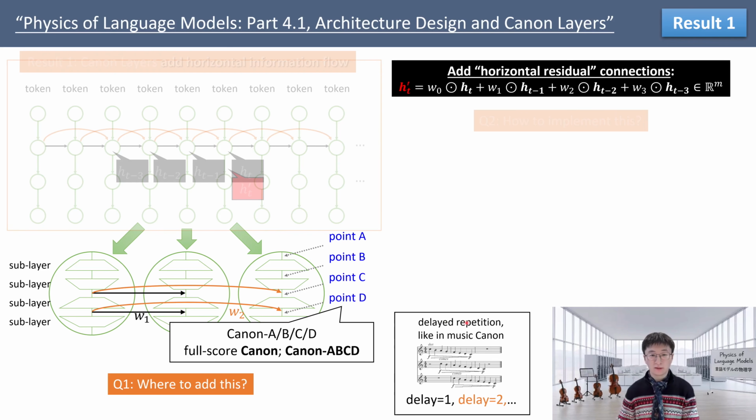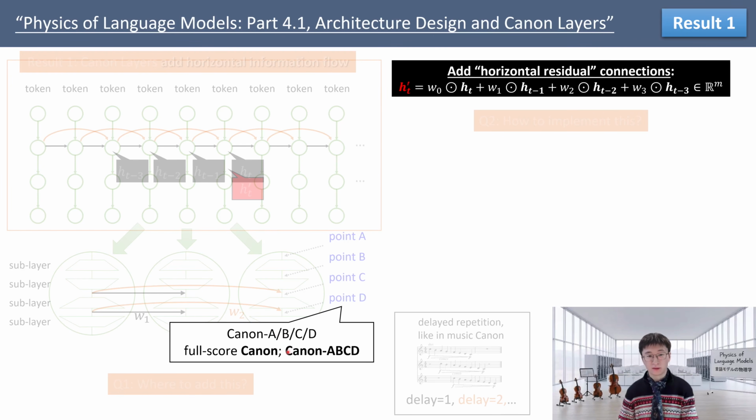The name Canon is borrowed from music. In music, a canon is when the same melody is played multiple times with different delays. One voice starts, then another one comes in 1 beat later, another one comes in 2 beats later, and so on. When you add all of the delayed versions together, you get a final piece. That is the notion of canon in music. I'm borrowing this name because here it's essentially doing the same, just adding such delays of 1 beat and 2 beats and so on. So that was the name and where to add the layers.